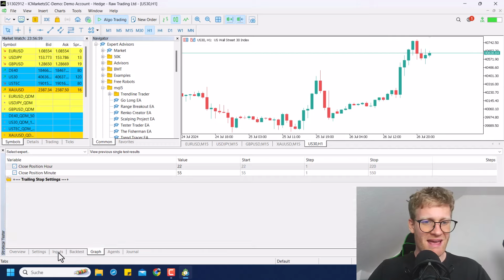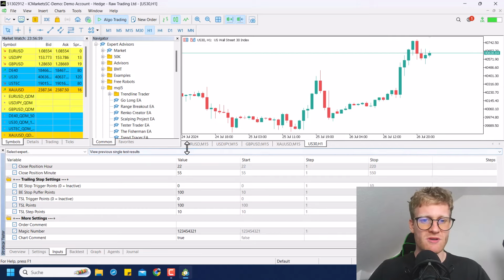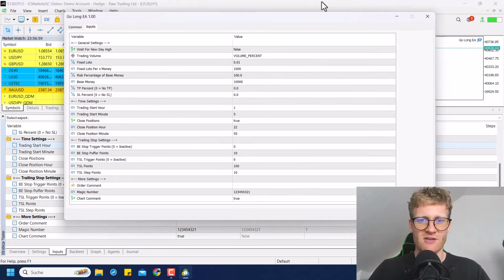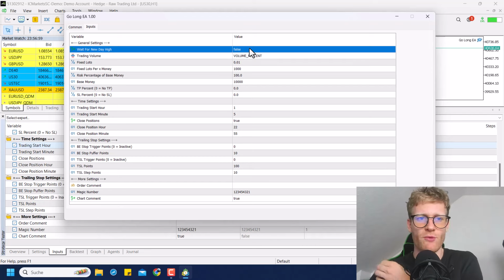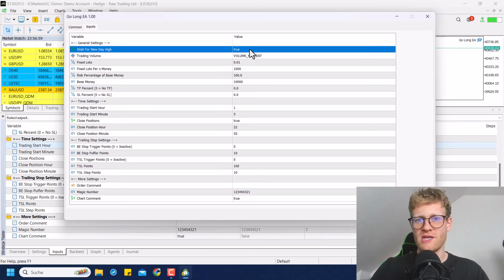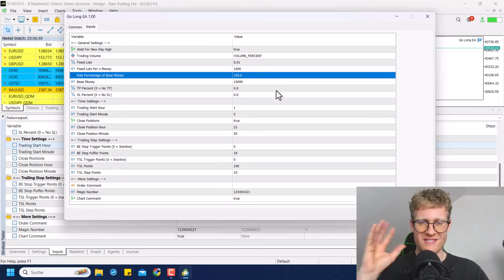But I did enter some more input variables, and yeah, we can see here, I can activate it on the chart, but I can also have the inputs in the tester. But yeah, let's go through the inputs quickly. We can also say we want to wait for a new daily high before we open the position. By default, and in the last test, it was false, but if I change it to true, we will see in a second what changes.